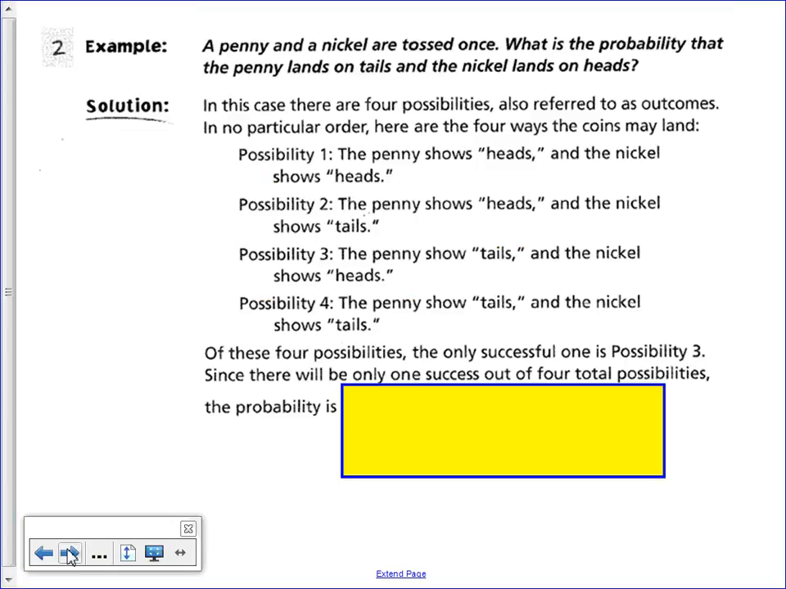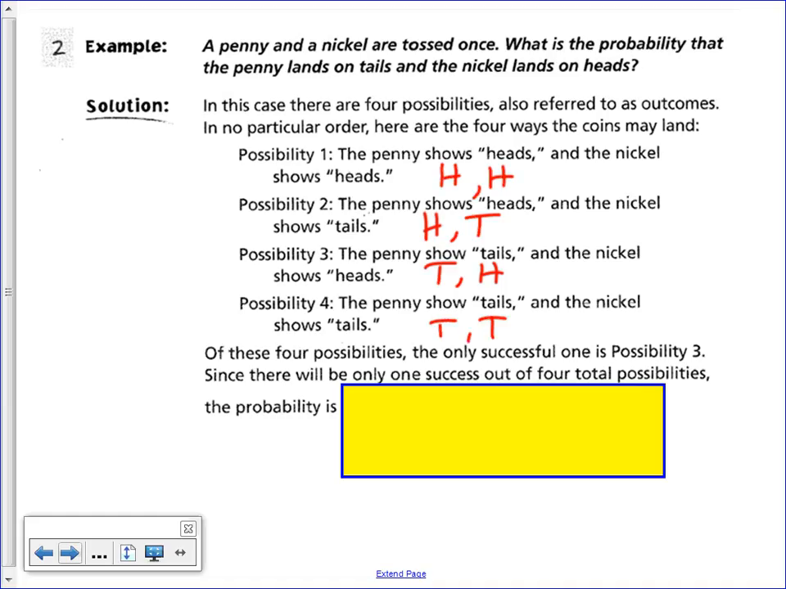Moving forward. A penny and a nickel are tossed once. So this is the same thing as tossing the same coin twice, right? Because you toss the penny, then you toss the nickel. What's the probability that the penny lands on tails and then the nickel lands on heads? The outcomes are the penny shows heads and then the nickel shows tails, or the penny shows tails and then the nickel shows heads.